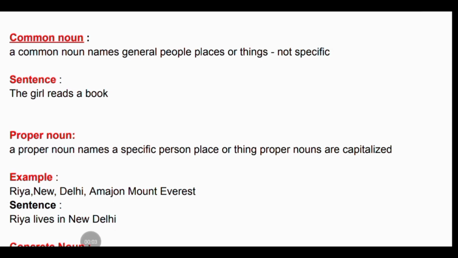There are many kinds of nouns. We will cover the main ones: common noun, proper noun, concrete noun, abstract noun, collective noun, countable noun and uncountable noun, and compound noun.